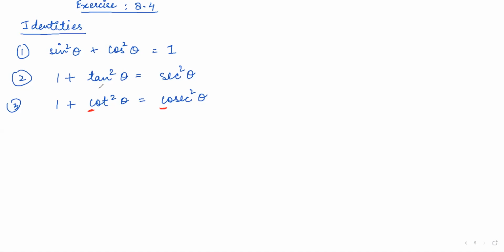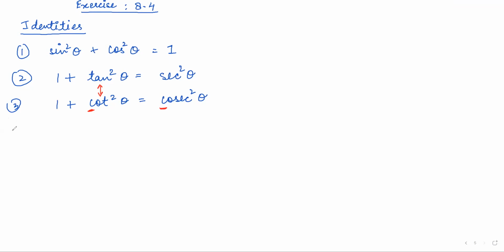And then tan and cot are actually inverses of each other. So they fall on one side, like 1 plus tan square and 1 plus cot square. And the remaining one, then you can write. So that way it can help you to remember. Let us see some questions. So you will see how we use it.